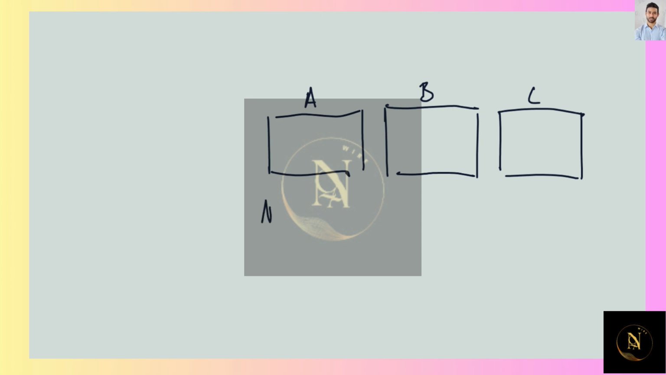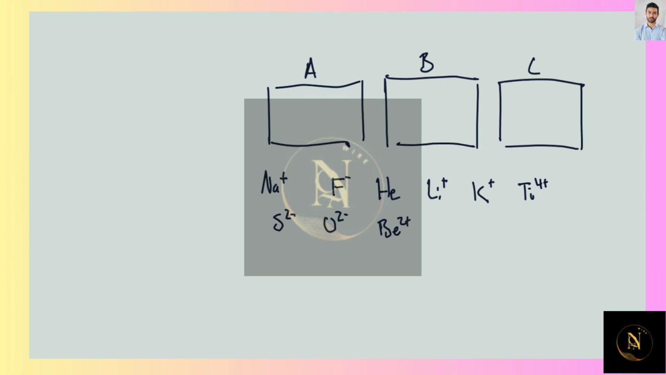So we have sodium plus, fluorine minus, helium, lithium plus, potassium plus, titanium 4 plus, sulfur 2 minus, oxygen 2 minus, and beryllium 2 plus. Okay, well, let's consider where all of these things are in the periodic table.